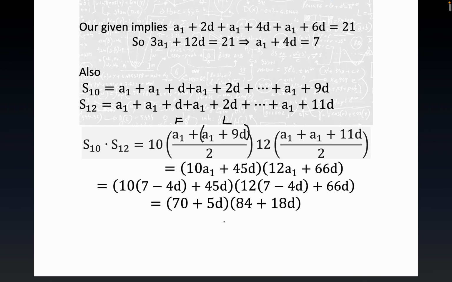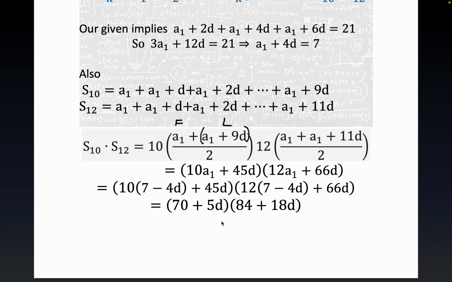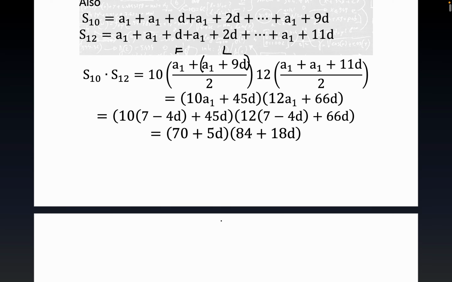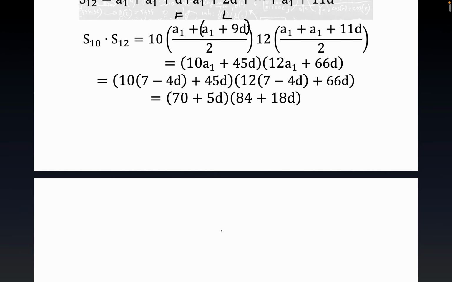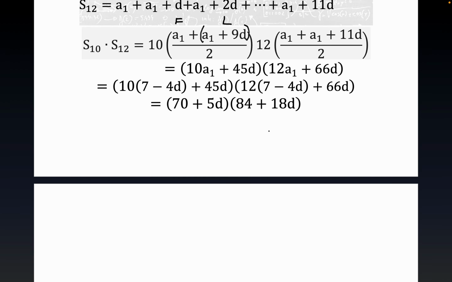Now remember, this is just a quadratic expression in terms of d. It's going to be a parabola that opens up, so all we have to do is find the vertex. Now notice, and I'll try to keep this on the same screen, if you set this equal to 0, that'll give you the intercepts, and halfway between the intercepts is the vertex.